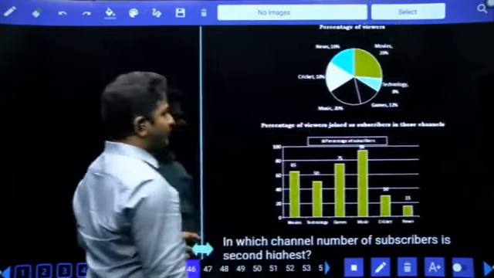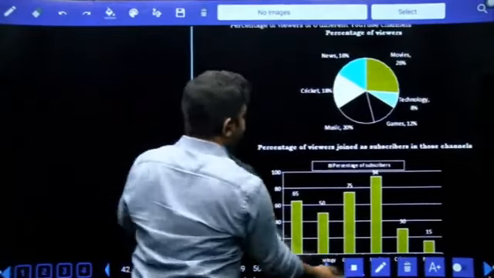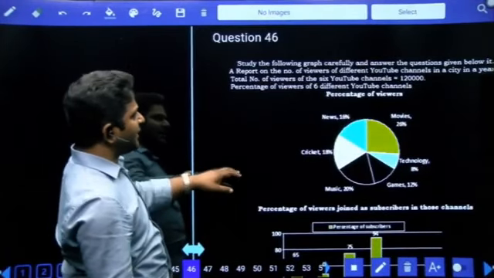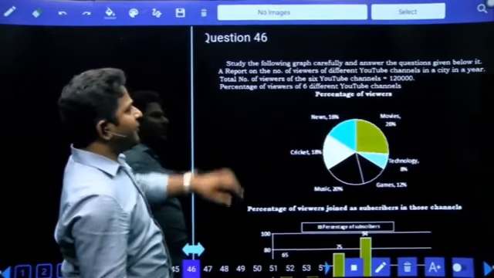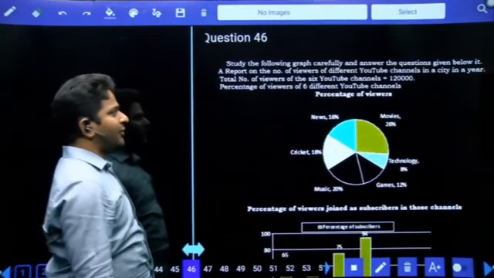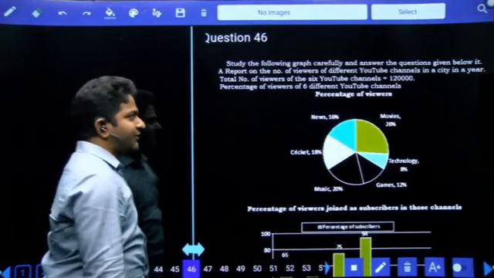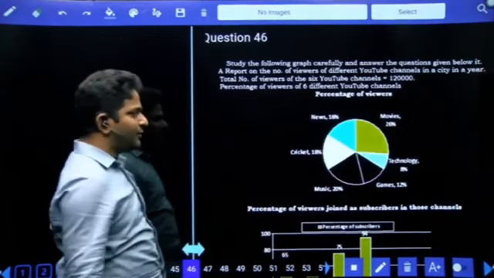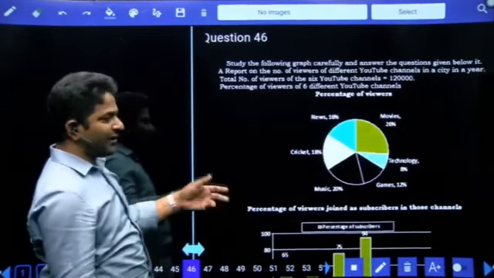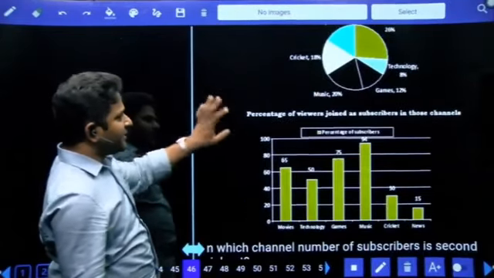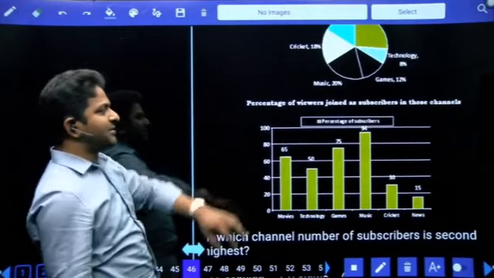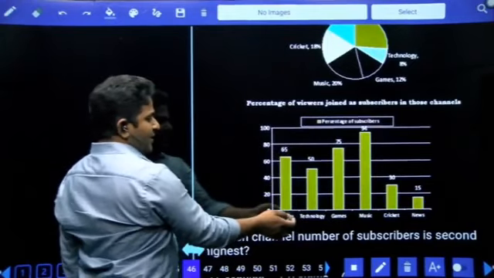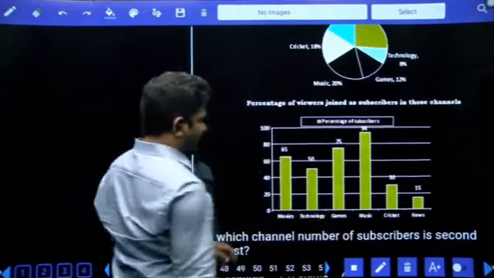we have information in 2 images. What is this? Report of number of viewers of different YouTube channels in a city in a year. Number of viewers of 6 YouTube channels is 1,20,000. Percentage of viewers of 6 different YouTube channels is mentioned here: movies, technology, games, music, cricket, and then news. Fortunately or unfortunately, education is not there. Percentage of viewers joined as subscribers in those channels. So movies, these are all percentages: movies, technology, games, and then music, cricket, and then news.